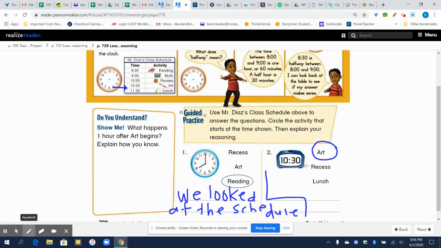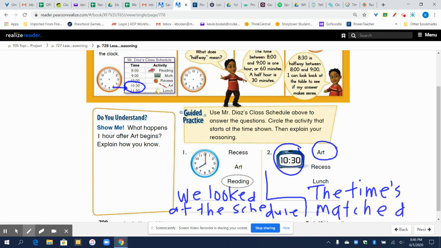How did we know it was art at 10:30? Yeah, of course he looked at the schedule, but look at the clock also here. The clock here matches the clock up here, the time up there. So we can say, hey, we knew this was the right answer because the times match. So I'm going to say the times matched. And matched means the same. So I could have used a math term and said, hey, the times are equal. So you pause the video, finish writing that, and I'll see you on number 3, okay?